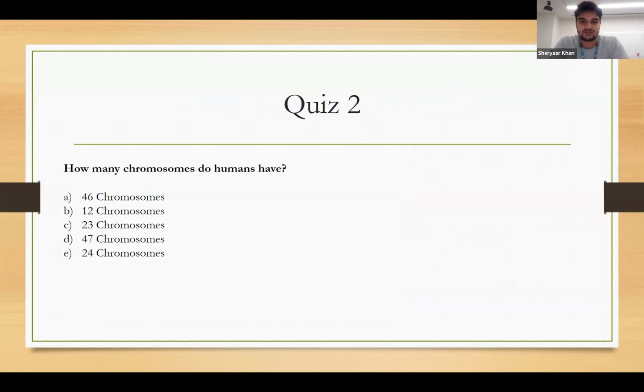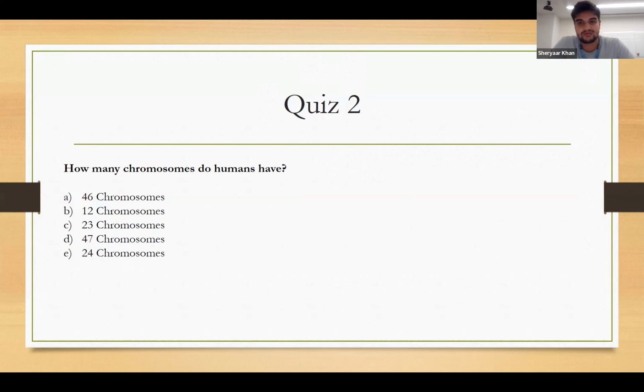Just another quiz, so we can see the baseline level: how many chromosomes do humans have? Awesome. Again, we've got a poll on the screen. I'll give you a few minutes to vote. All right, I've got an almost unanimous vote this time. A couple of other answers, but I think about 80% of people have gone for answer A.